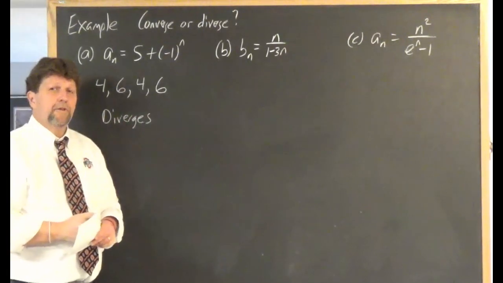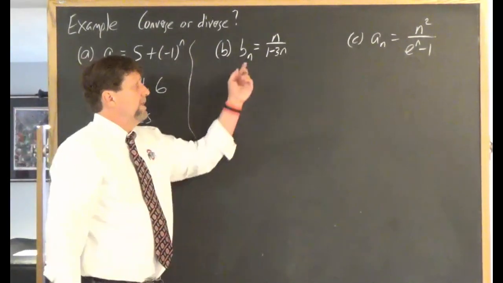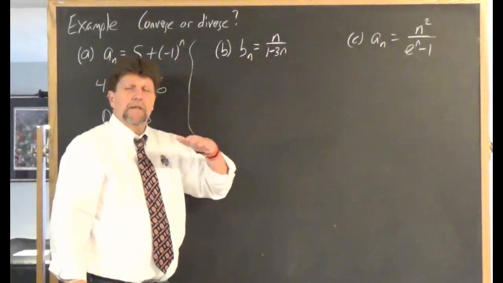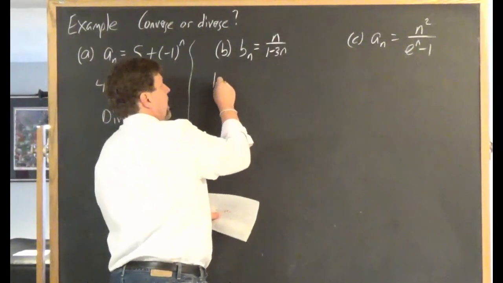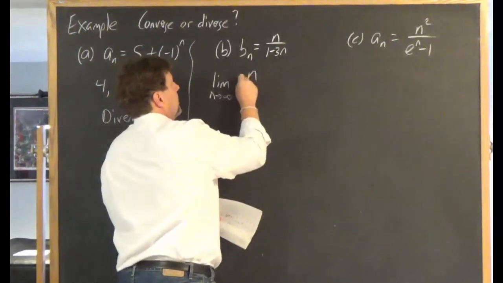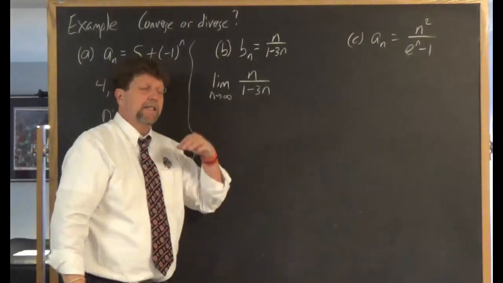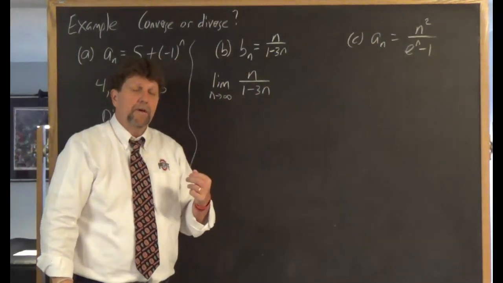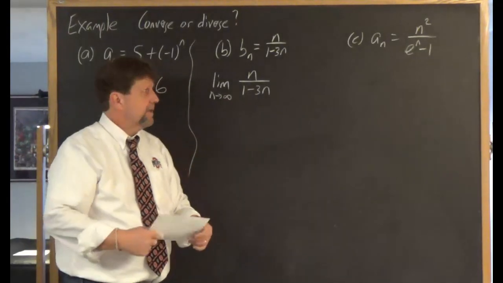That means it diverges. All right, B sub n, again, you could list some of the first few terms. I'm not going to. I'm going to get down to the process of trying to determine the limit. Because if this limit exists and it's a finite number, then we know the sequence converges and we know what its limit is.